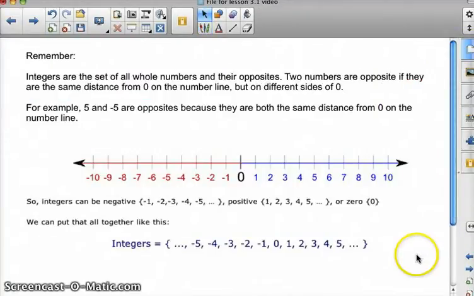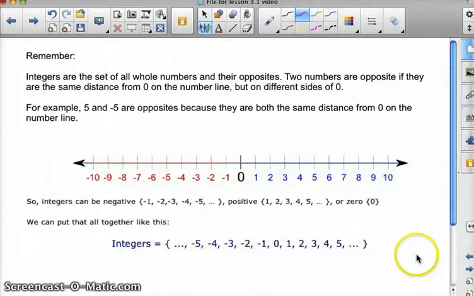Okay, so remember, integers are the set of all whole numbers and their opposites. Okay, down here on this number line, you can see we have all the positive integers. They're whole numbers. So all the positive whole numbers to the right of 0 on the number line. Negative numbers are all the negative whole numbers, okay, and 0. So integers are all the positive whole numbers, their opposites, which are the negative whole numbers, and 0.